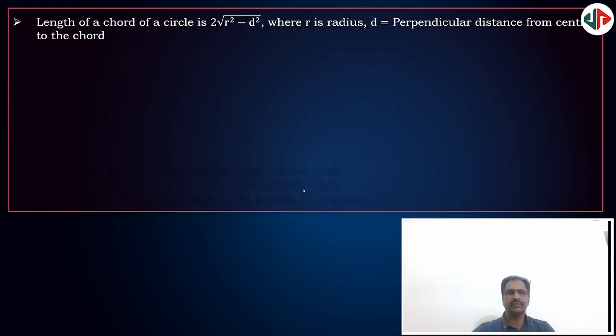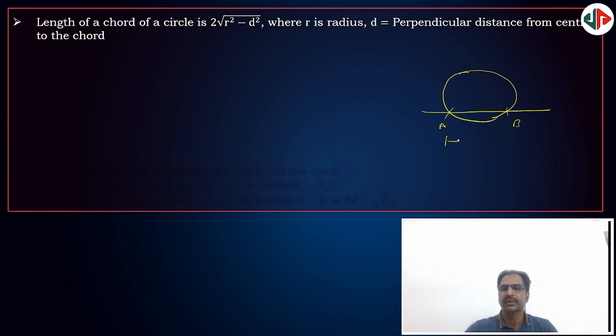Next, length of chord of the circle. What is the meaning of chord? If a line intersects the circle at 2 points, the distance between those two is known as the length of the chord. And the formula for length of the chord is 2 root of r square minus d square. Distance between A and B.